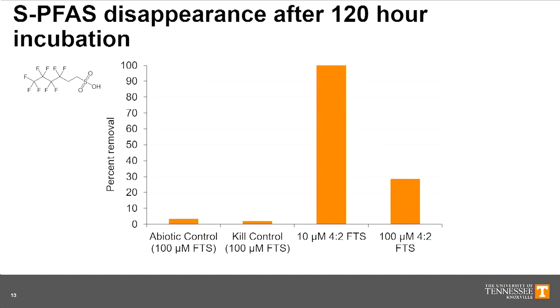So after incubation, we see the following. In our abiotic and our kill control, we see a very low PFAS disappearance, which is pretty negligible, and that might be due to the PFAS sticking to the vessel or to our cells. And in our 10 micromolar and our 100 micromolar of PFAS, we see that the 10 micromolar is nearly completely gone, whereas out of the 100 micromolar, only about 30 micromolar of PFAS is used. And that might be because sulfur isn't a complete macronutrient that is needed for cell density. So it could be that 30 micromolar of PFAS is sufficient to make the cells grow.